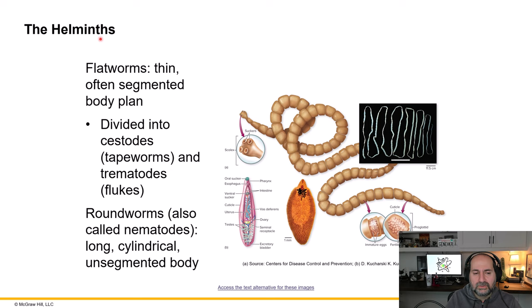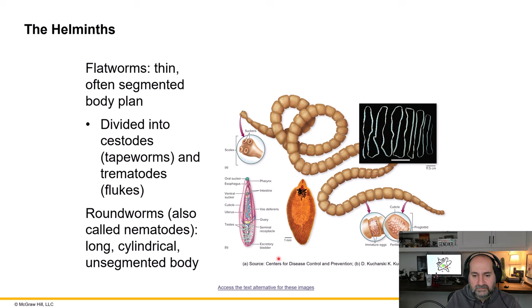There are flatworms, which are thin worms, and these thin worms are often segmented like this. You see these little segments here on the tapeworm. And these flatworms are divided into two groups, the cestodes, or the tapeworms, as depicted here. This guy right here is a tapeworm. And the trematodes, which are the flatworms as well, like this one here. This is the fluke, the liver fluke right here. Okay, so there are flatworms.